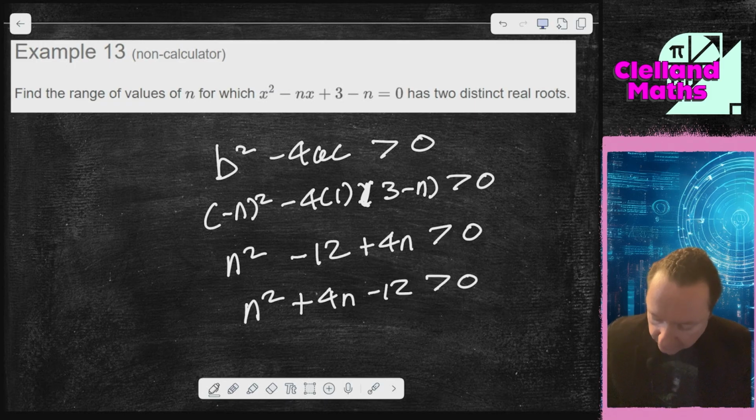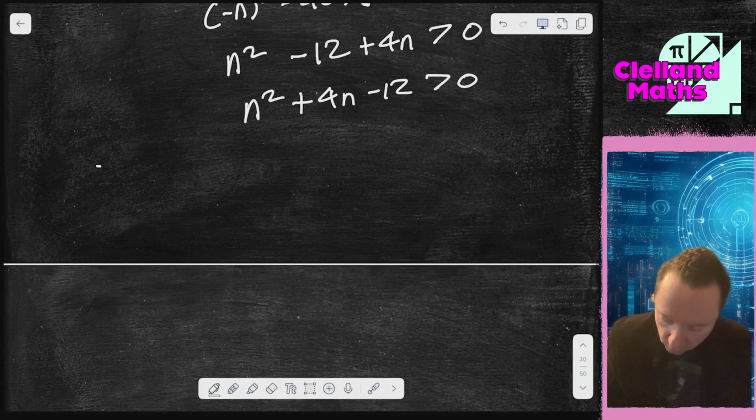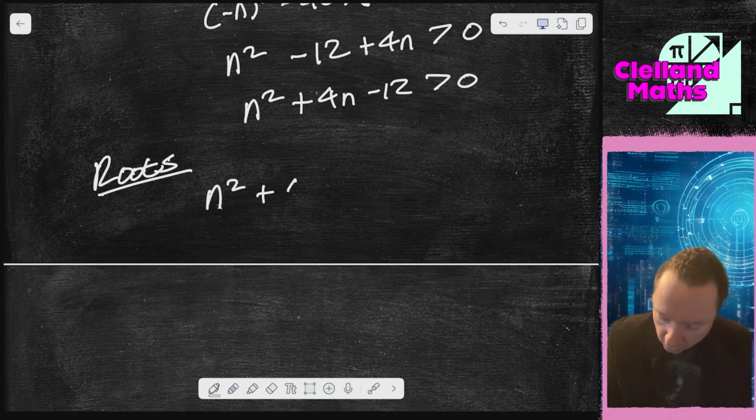Now to solve a quadratic inequality, you need to check the roots. So looking at our roots, n squared plus 4n minus 12 equals 0.